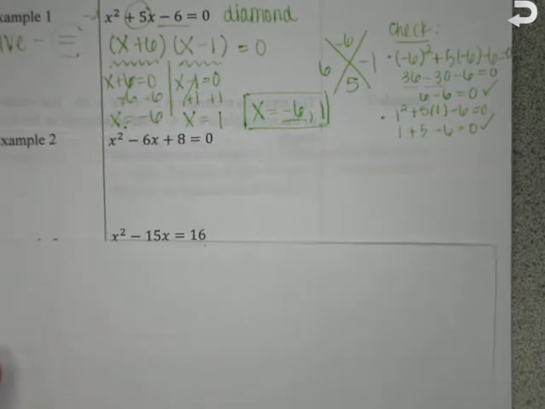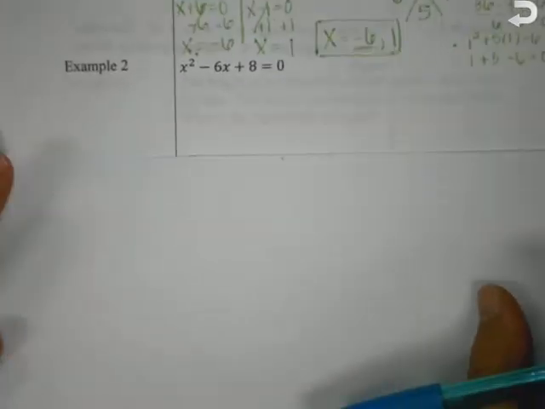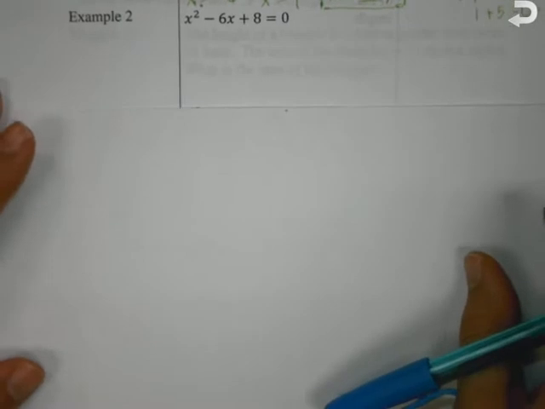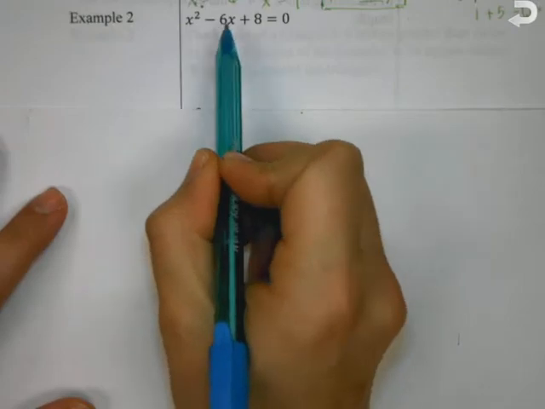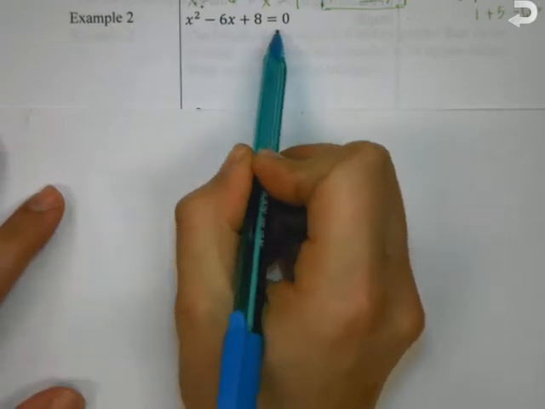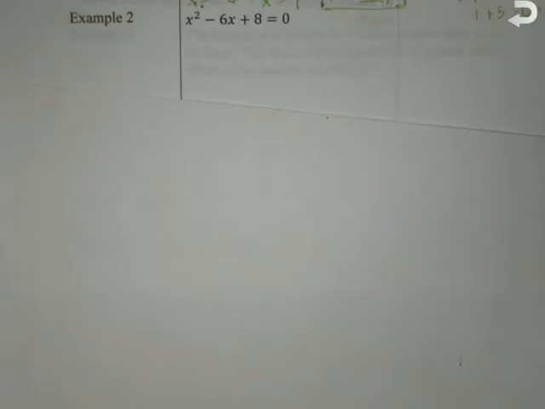Example number 2. x squared minus 6x plus 8 equals 0. First step in solving one of these says that we need to get the equation equal to 0.